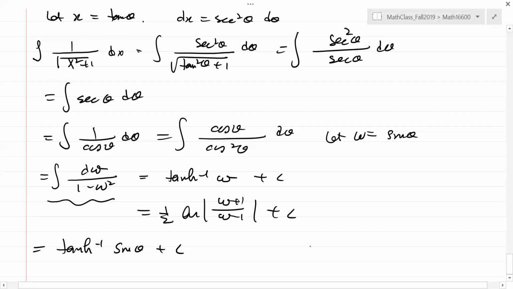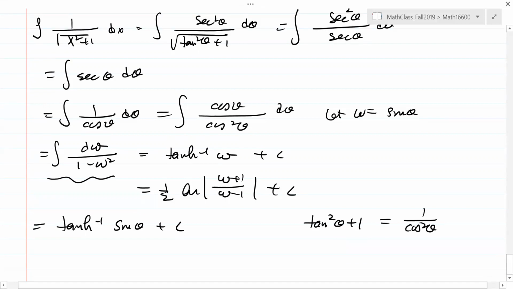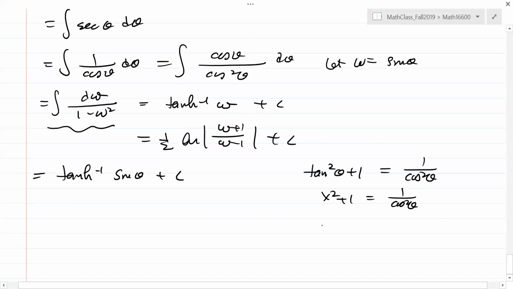Tangent square theta plus 1 equals secant square theta, right? Secant is just 1 over cosine, so secant square theta is 1 over cosine square theta. This is the link. So I get x squared plus 1 equals 1 over cosine square theta. In other words, cosine square theta is going to be 1 over x squared plus 1. Then I can get sine theta.